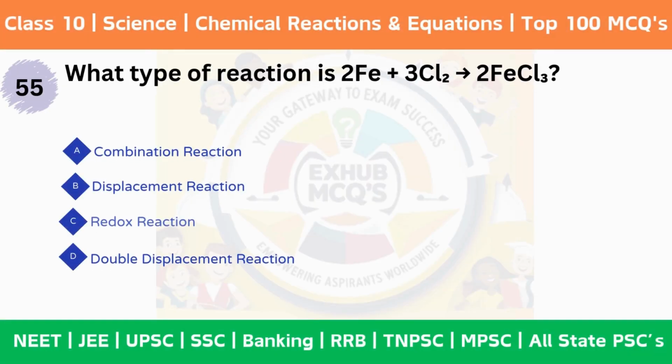MCQ 55. What type of reaction is iron reacting with chlorine to form ferric chloride? Option A, combination reaction. Option B, displacement reaction. Option C, redox reaction. Option D, double displacement reaction.